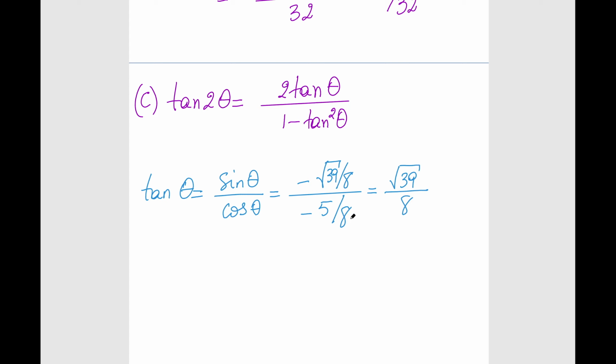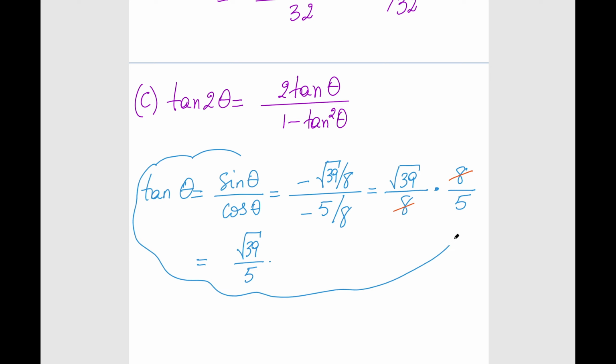Dividing by 5 over 8 is the same as multiplying by 8 over 5. And then if you simplify by 8 here and here, we only get square root of 39 divided by 5. So this is tangent of theta. Okay, so that's the piece that we were missing in this recipe.